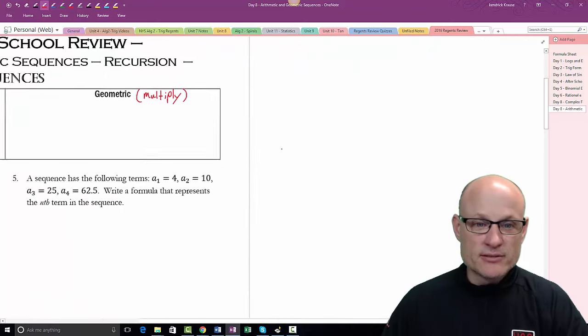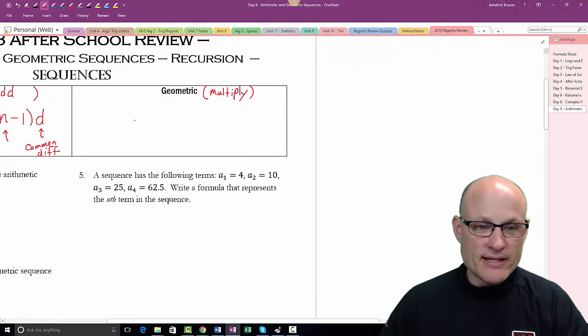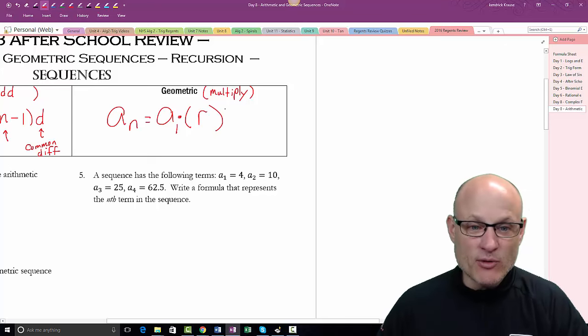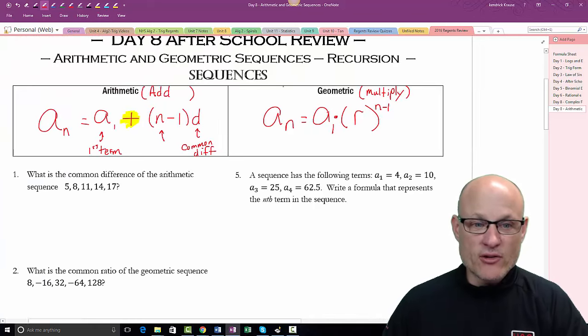Now, geometric. Got to get it away from my big bald head. Kind of the same, A sub n, except this time you're going to take A sub 1 and you're going to multiply it. Now, it's not a common difference in this case. It's a common ratio to the n minus 1. All right, so there are the two formulas.